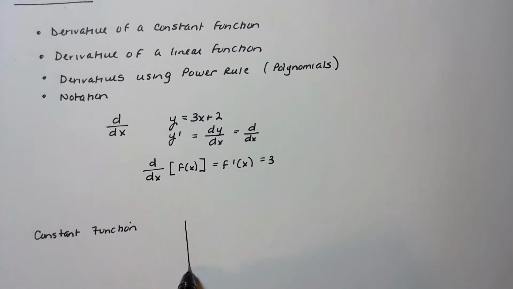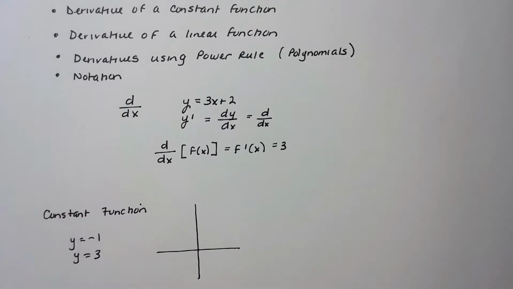A constant function is just a horizontal line. I don't know, y equals -1, y equals 3, something along those lines. And so, I'll use y equals -1. If this is -1 right here, that's just the horizontal line that goes through the point (0, -1). Okay? No matter what x value I plug in, the height of the function is always the same.